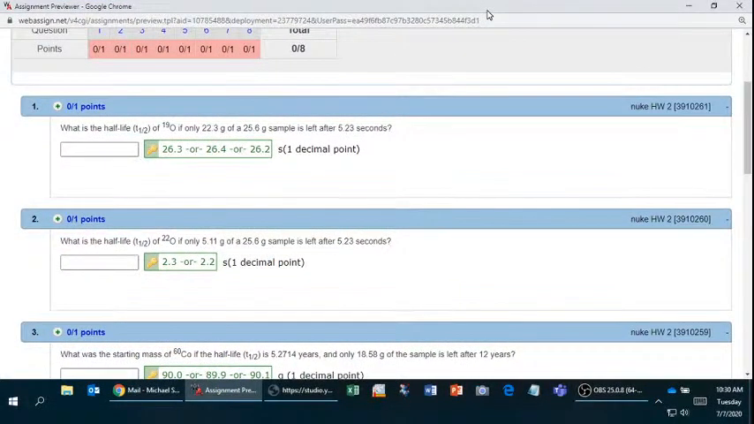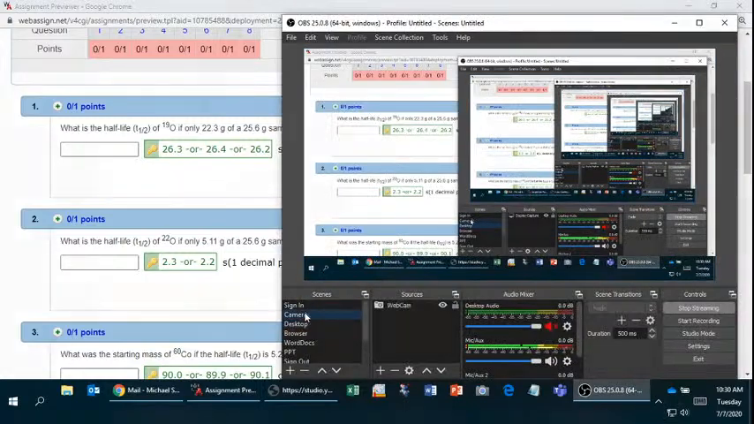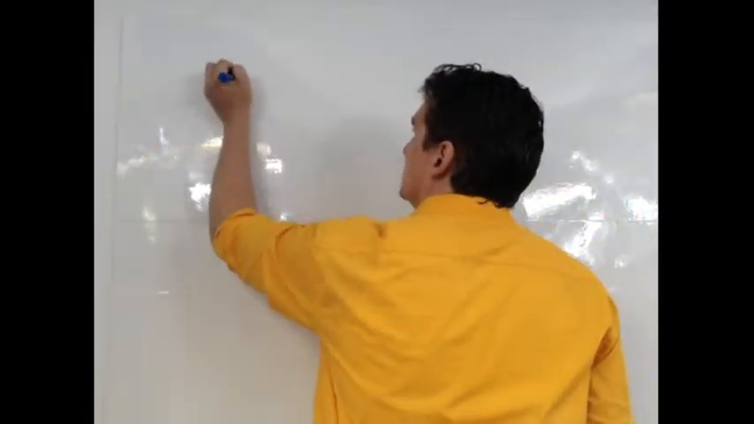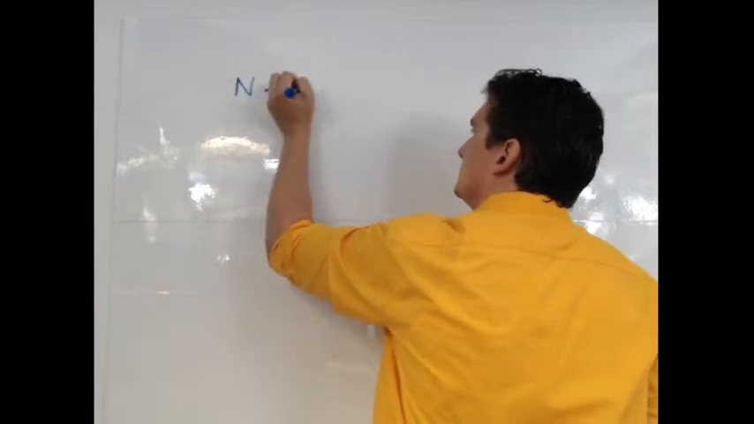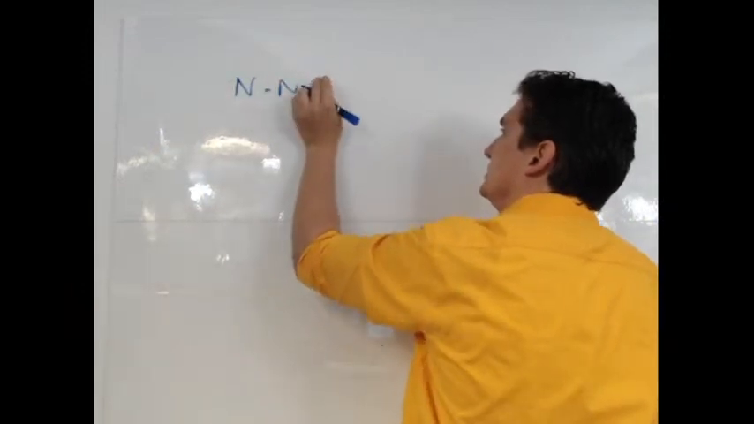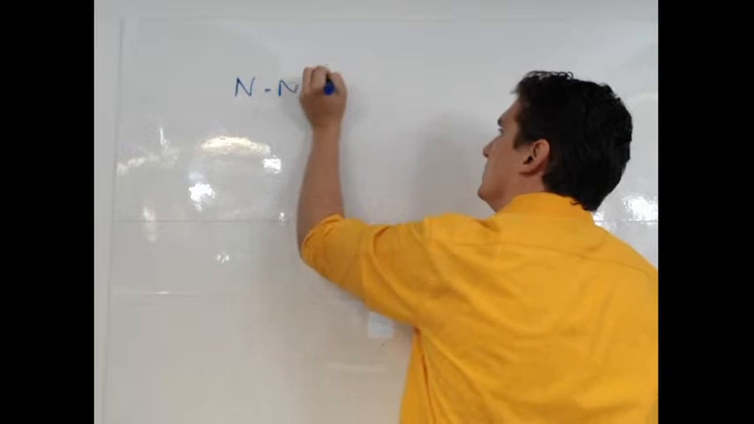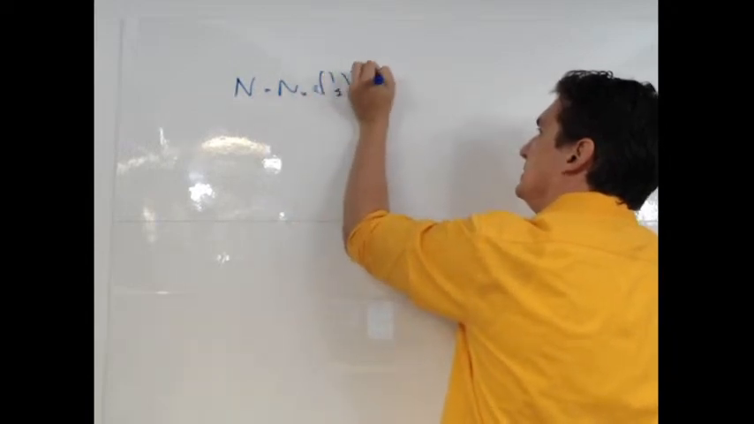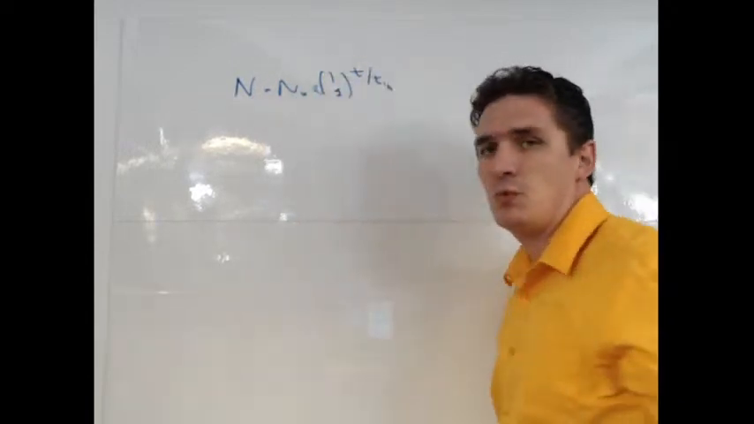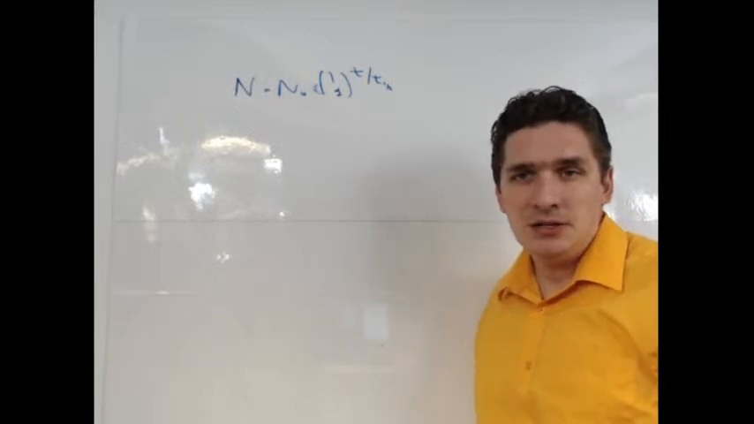First question, what is the half-life of oxygen-19 if only 22.3 grams of 25.6 grams of the sample is left after 2.53 seconds? So the half-life formula, pretty straightforward formula. N equals the starting amount, N naught, times 1/2 to the t over t sub 1/2. Now, the N here is just the number of atoms.